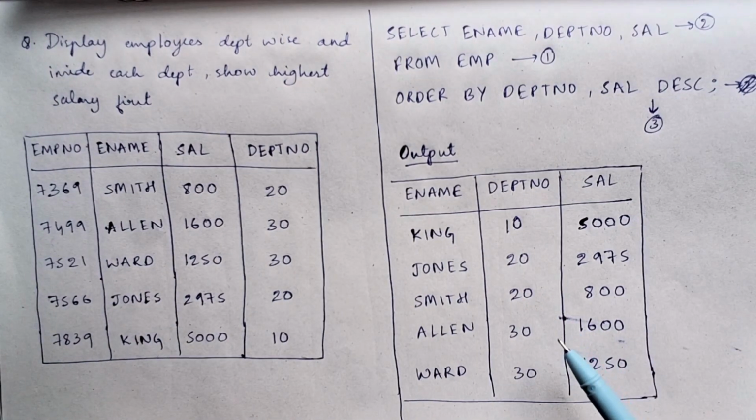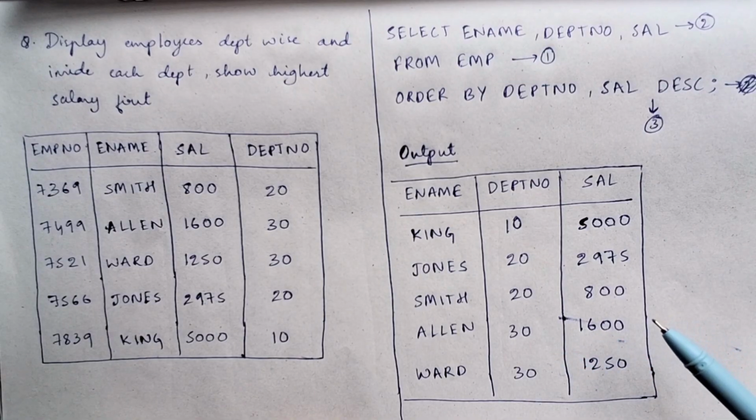And guys, please remember this. Multiple column order by means level by level sorting. First column decides the major grouping. Second column decides internal order. And order by clause always execute at last.